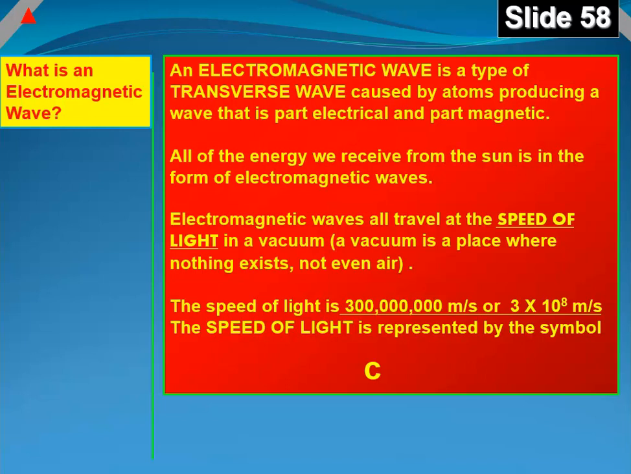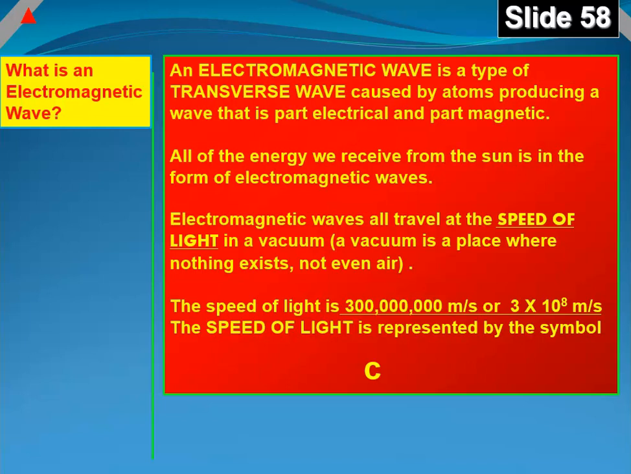Electromagnetic waves all travel at the speed of light in a vacuum. And a vacuum is a place where nothing exists, not even air. The speed of light is 300 million meters per second, or since it's a big number, we practiced some scientific notation when we were still in school, it's 3 times 10 to the 8th meters per second. And the speed of light is represented by the symbol lowercase c.